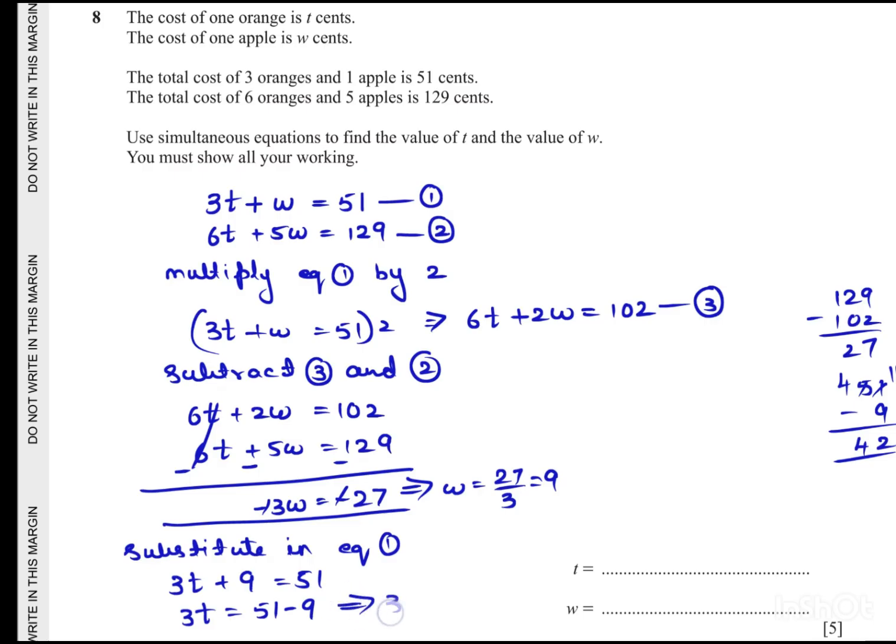So 3T is 42. T is equal to 42 by 3, which is 14. When you divide 42 by 3, you get 14. Okay, so the answer is T is 14 and W is 9. This is done.